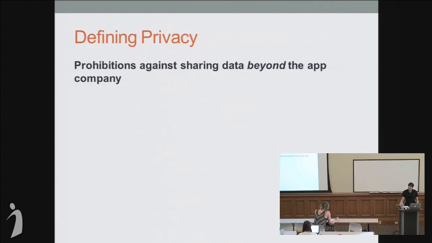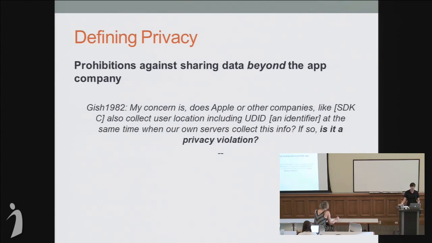A second set of privacy definitions that we saw center on prohibitions against sharing data beyond the app company that collects it. So Gish 1982 writes, "My concern is, does Apple or other companies like SDKC also collect user location data using UDID, instant identifier, at the same time when our own servers collect this info? If so, is it a privacy violation?" So Gish 1982 is concerned that their app is unwittingly providing the UDID to third parties such as Apple or an SDK.